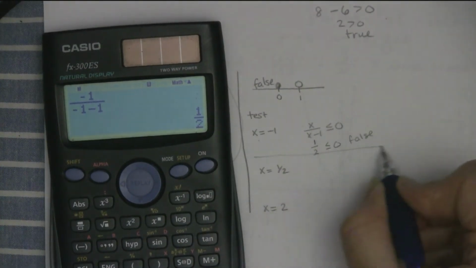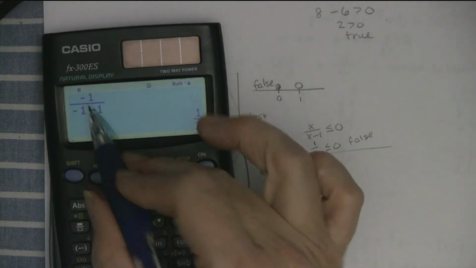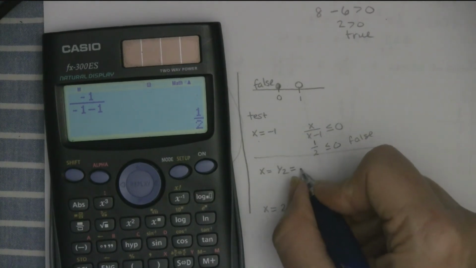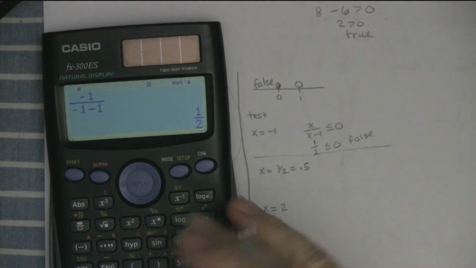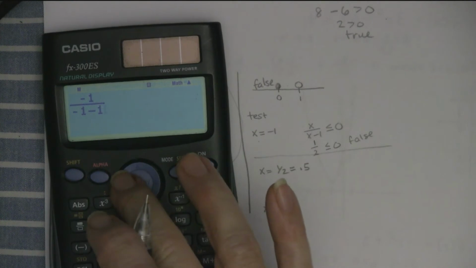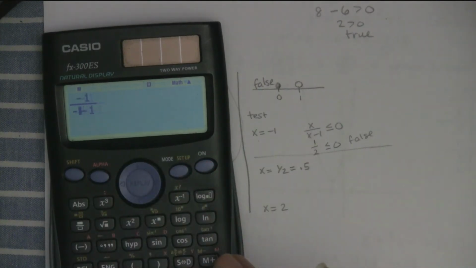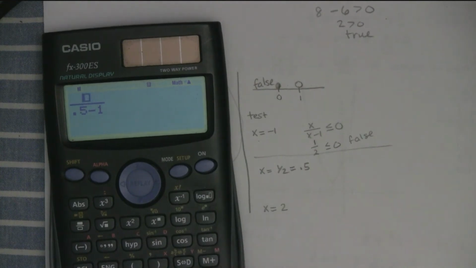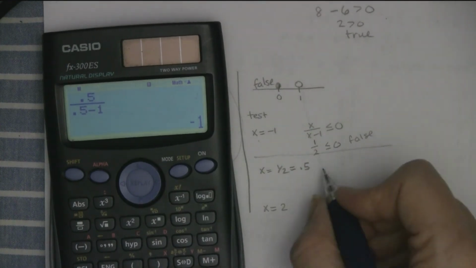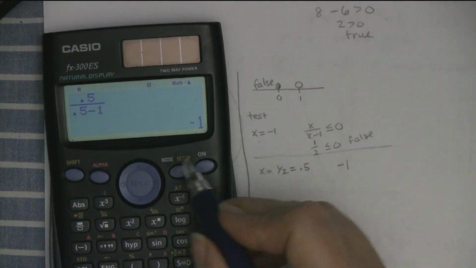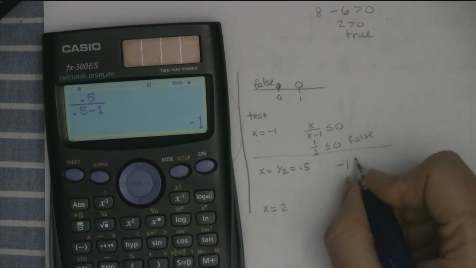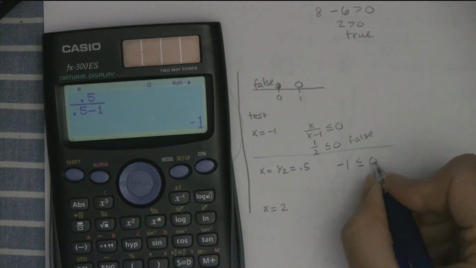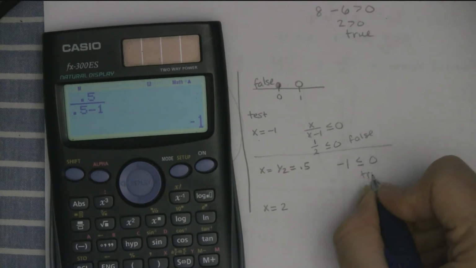And then I'm going to test half. So everywhere in here, now half is the same as 0.5. So I'm going to just put in my calculator. Right here's where x was 0.5. So I'm just kind of editing here. And 0.5, so I get -1, because that's what when I put this in, right? -1 on this side is less than 0, and this is true.